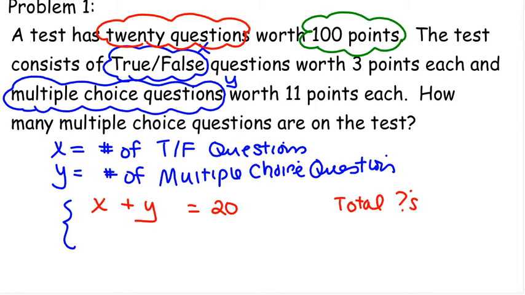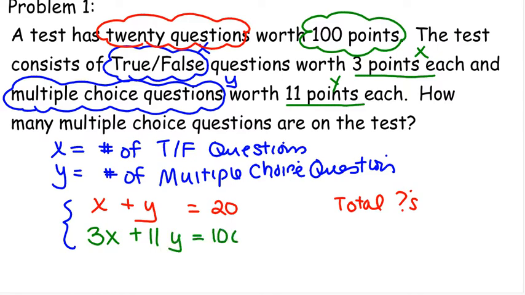The next equation is going to represent the total points. And they give us that 3 points are for the true-false, and 11 points are for the multiple choice. So we say 3 times x, which x represents the number of true-false questions, plus 11 times y, which represents the number of multiple choice questions, and they're going to total 100 points on the test. So the second equation represents the total points.